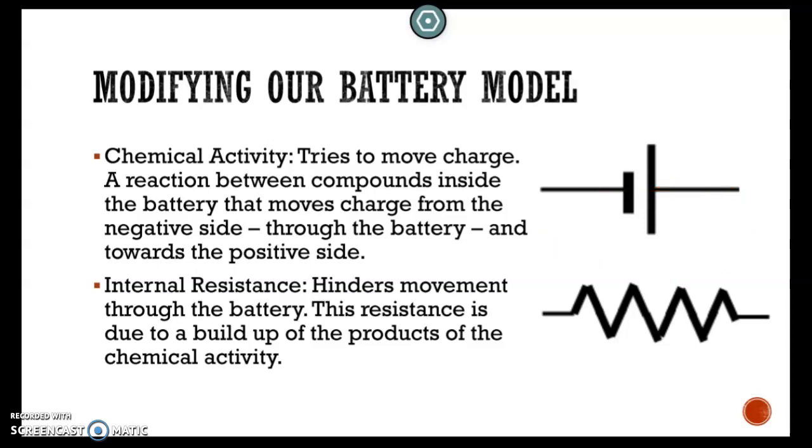Okay. We're also going to begin to use this symbol in conjunction with this symbol sometimes to reflect the internal resistance of the battery. This is the part of the battery that hinders the movement of charge through the battery. This resistance is due to a buildup of the products of the chemical activity. So there's a chemical reaction happening between two different compounds inside the battery, and it's producing two other compounds which have a resistance.